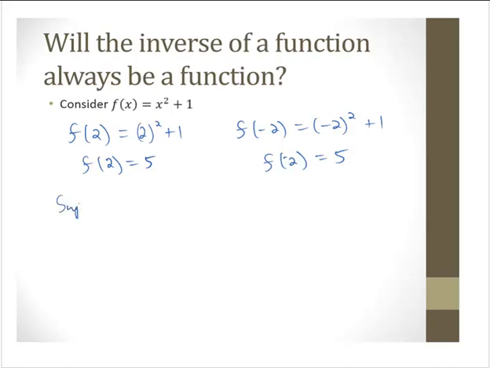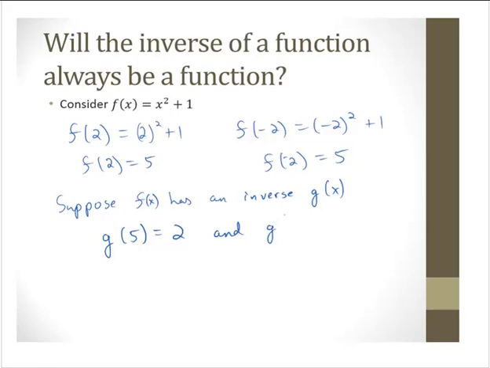Well, now suppose that this function has an inverse. Suppose that f of x has an inverse called g of x. Well, then by this concept of inverses, we would have to have that g of 5 equals 2 and g of 5 equals -2. Well, wait a second. If we remember what we mean by a function, this is not a function, because this input 5 is going to two different outputs.